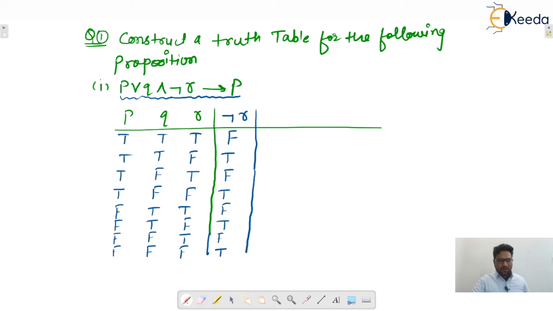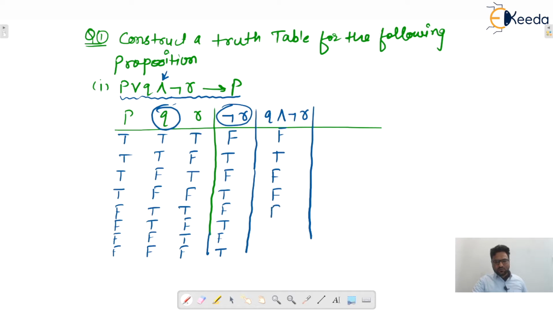The next priority is for the logical AND operator. So next we find Q AND negation R. This one is Q and this one is negation R. False and true is false, false and false is false. This one is also false, this one is false, this one is true, false, false.